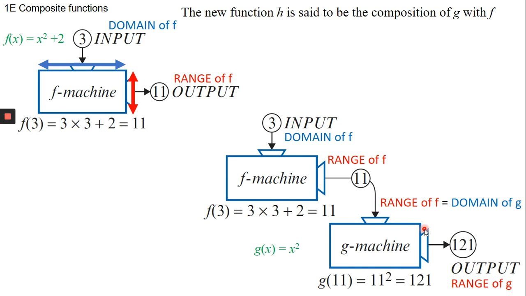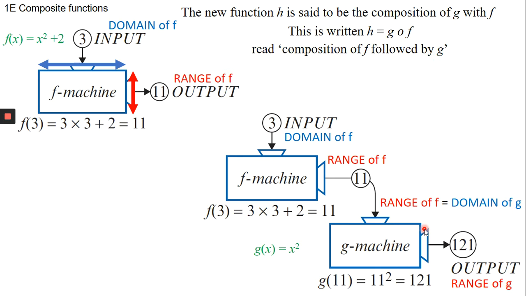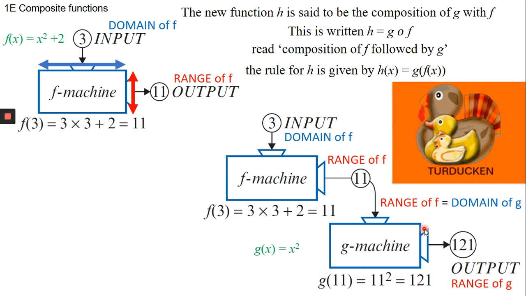Notation and stuff. The new function h is said to be the composition of g with f, written as h equals g o f. You'll probably call that g of f. The composition of f followed by g: h of x equals g of f of x. Lots of different ways that we're going to say the same thing.